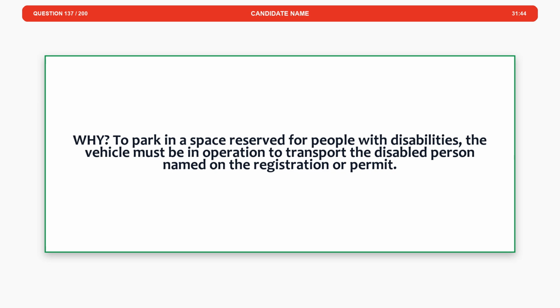Explanation: to park in a space reserved for people with disabilities, the vehicle must be in operation to transport the disabled person named on the registration or permit.